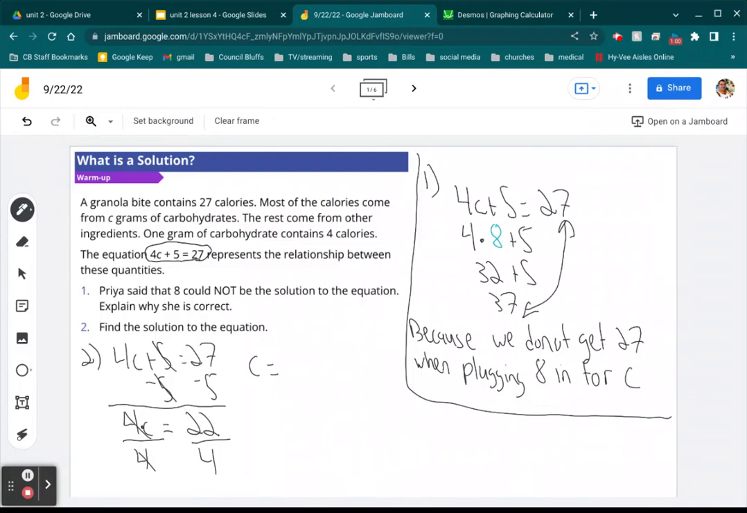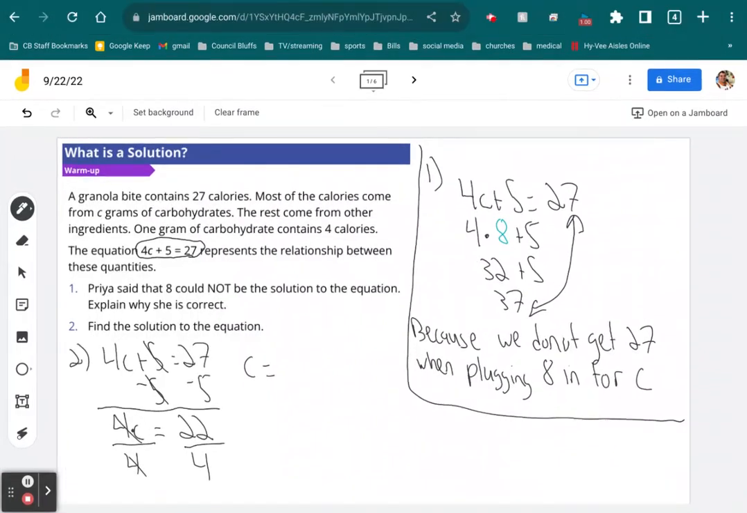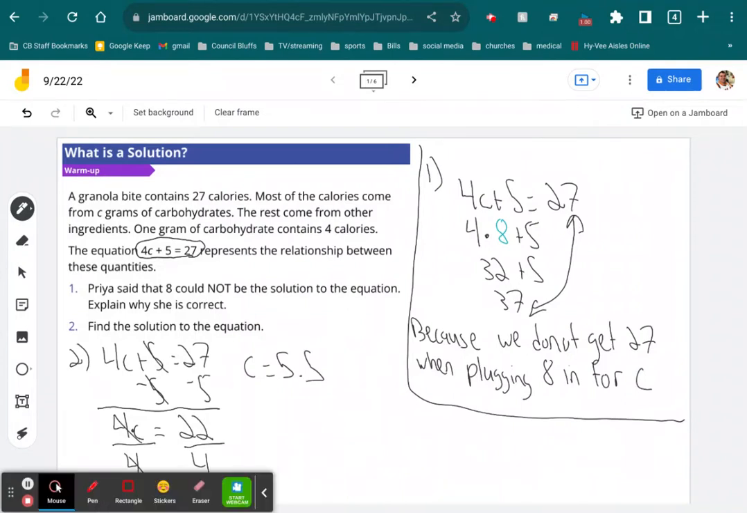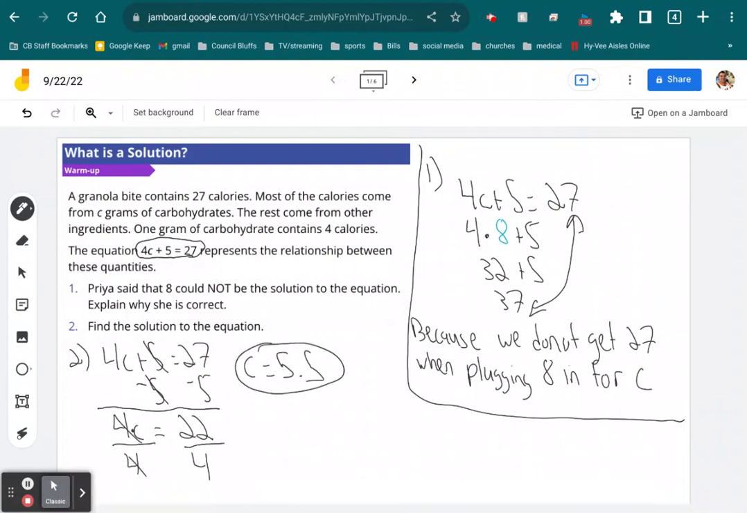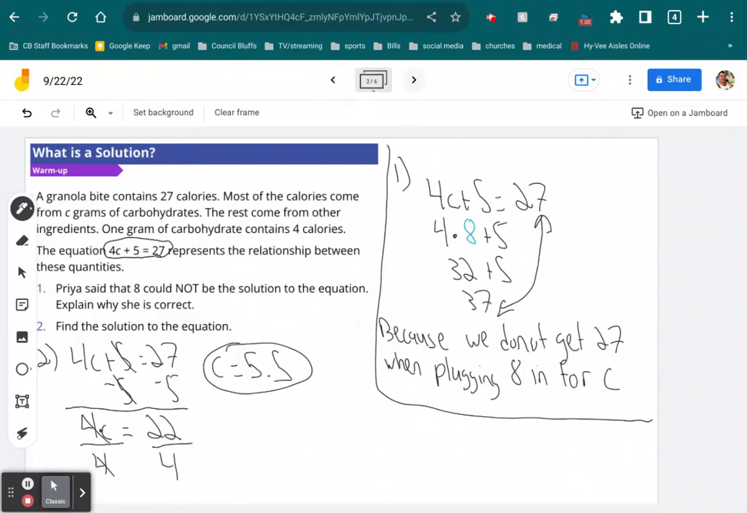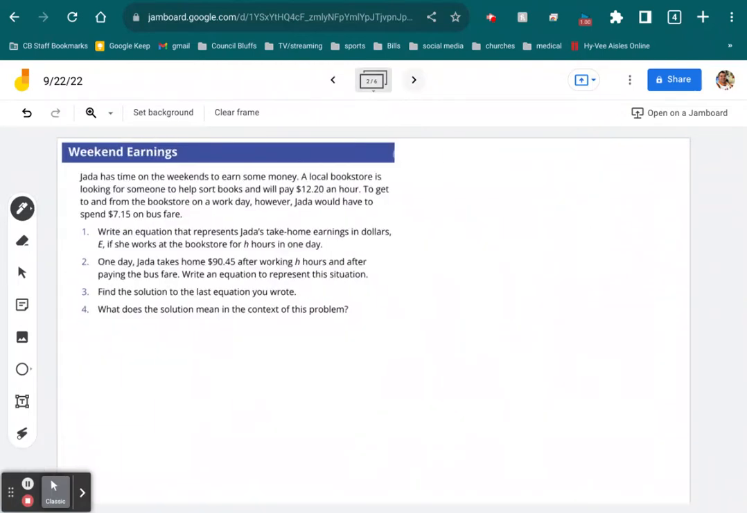So C in this case is going to equal 5.5. C equals 5.5. So that right there is the solution to this equation. All right. So that is your warm-up. Let's go right into the examples. So if you're on the slideshow, flip over to the next slide and let's take a look at this first set of examples here.